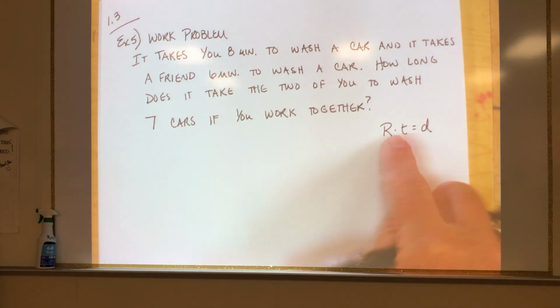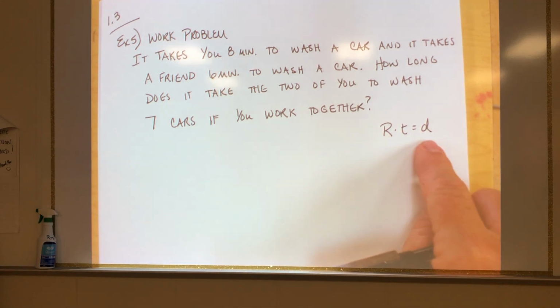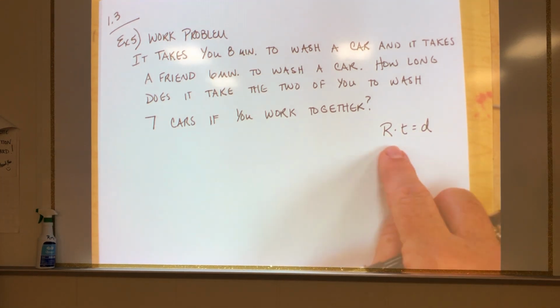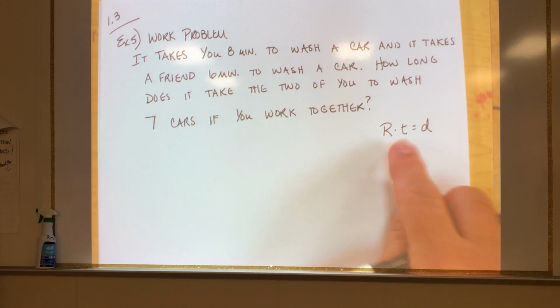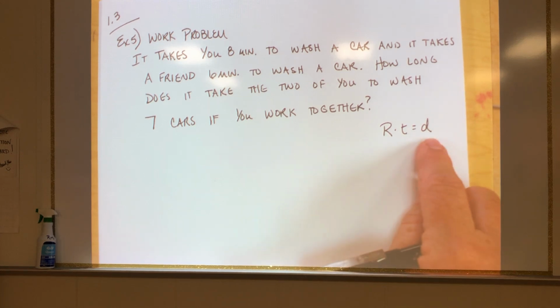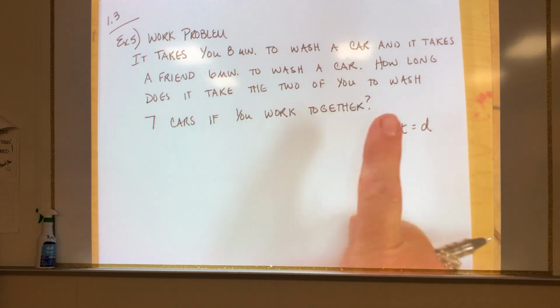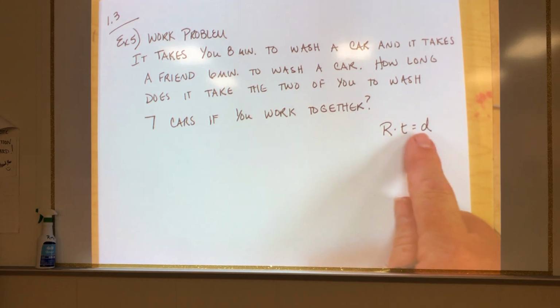So, have you ever seen this formula before? Rate times time equals distance? Okay, so this rate is like how fast you work. That's your rate. Times how long you work. And the distance is however many jobs you are completing. Like if you were painting the garage, that would just be one job, so it would be equal to one.